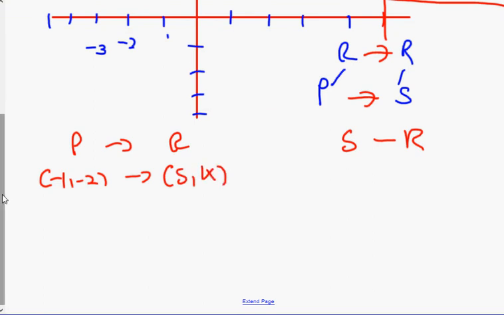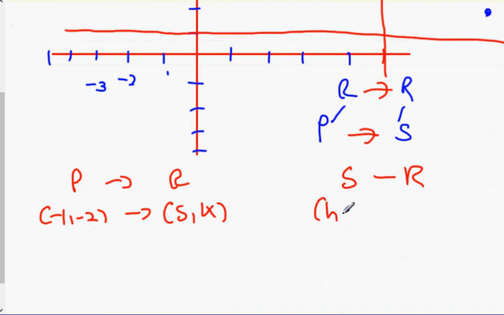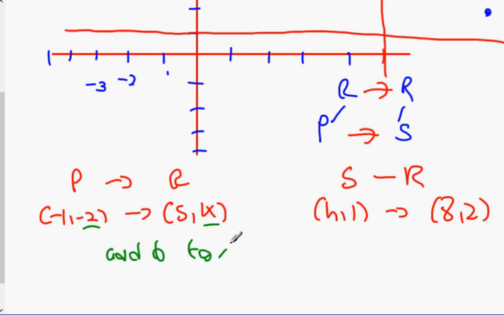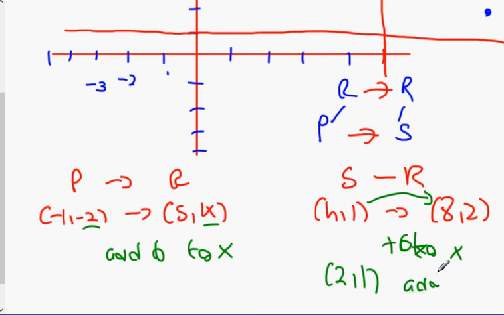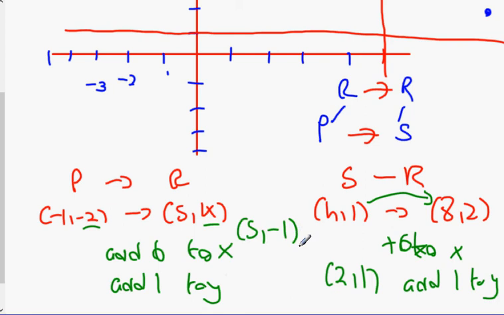And then S to R is going to be H, 1 to 8, 2. Now here's what's happening, okay? For this one over here, we don't know what we're adding to the Y value, but we know we're adding 6 to X. So we added 6 to X to get to 8. So what does that mean H is? 2. So H is going to be 2, 1. Now, how much did you add to Y to get it from 1 to 2? Add 1 to Y. So we had to add 1 to Y. And this will make this one 5, minus 1. Okay, now if you really wanted to check it out, you could draw it out using the coordinate diagram and you can see that it works out perfectly. Is that the answer in the back of the book?